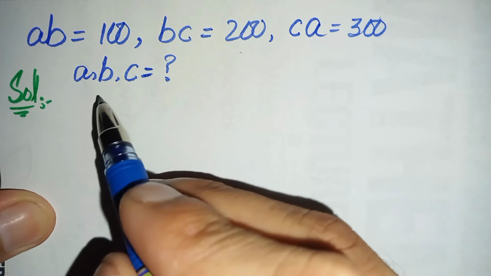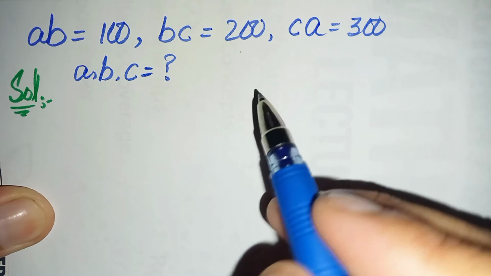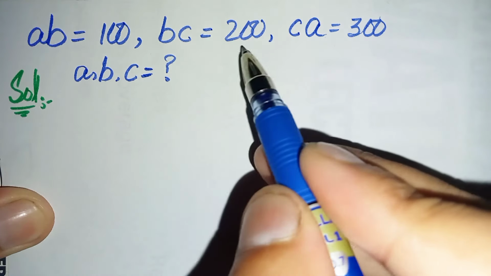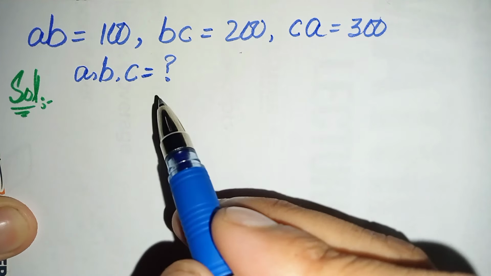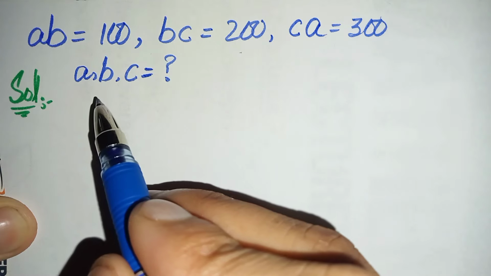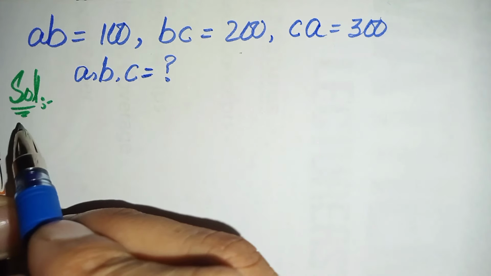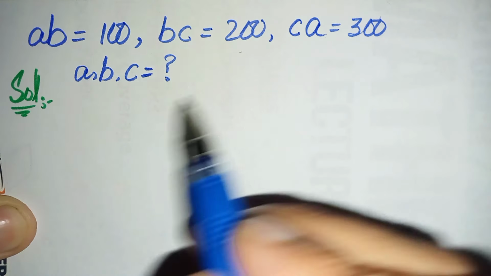How to solve and find the value of a, b and c from this nice algebra math problem where the product of a, b is 100, b, c is 200 and c, a is 300. So how can we find the value of a, b, c from these three equations? First of all we will write the solution, and after that we will rewrite these equations in the solution again.